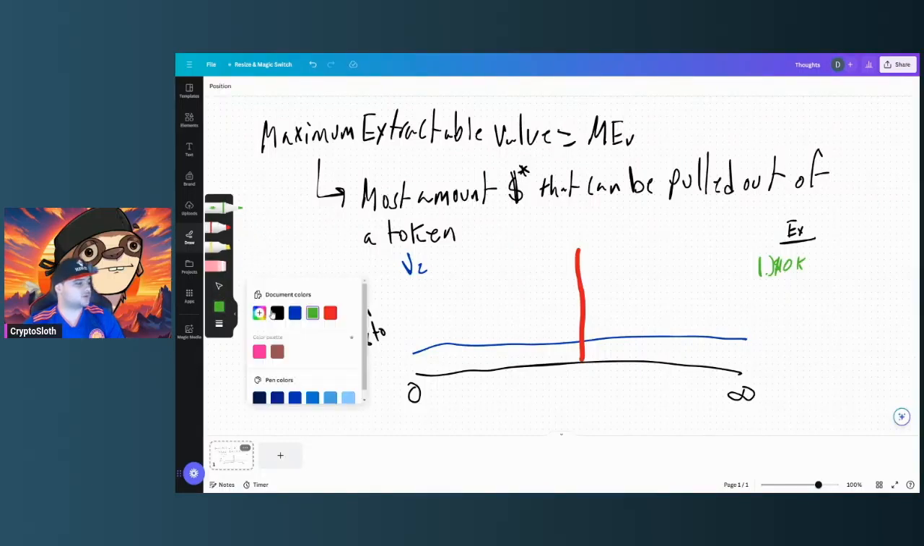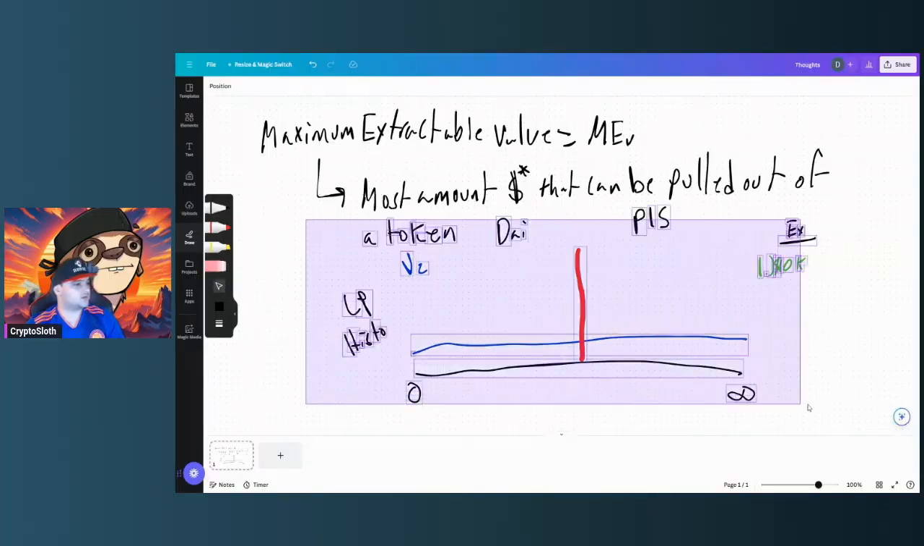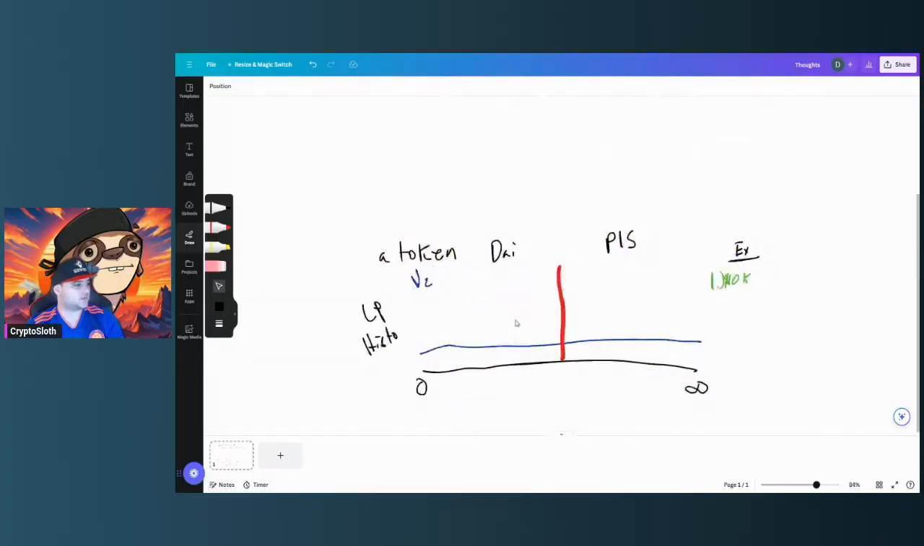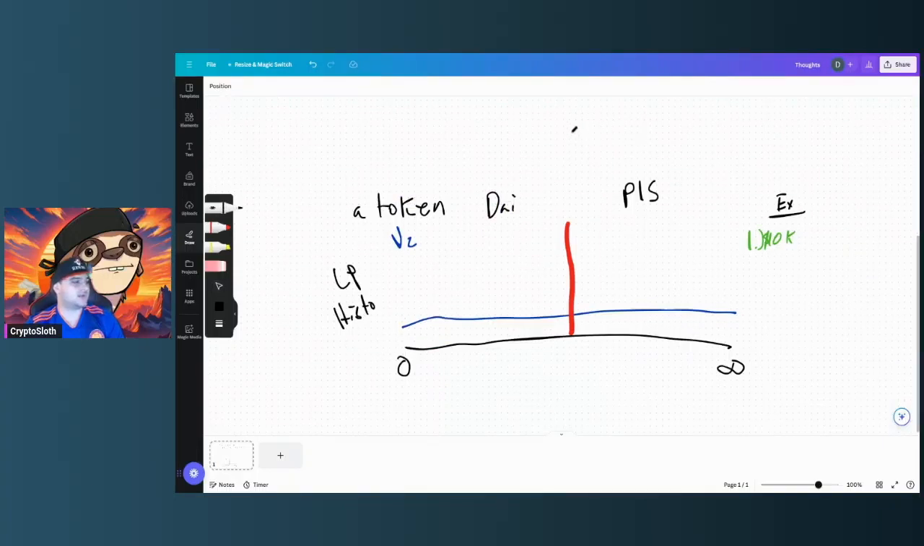Let's use real world examples. I think that would be best. So let's say the two tokens are, let's do Pulse, PLS, and DAI. And actually, I'm going to go ahead and move this all down a little bit so that we can see a little bit better. Okay. So on the left is DAI and on the right is Pulse. And what I mean by that is if this price goes this way, that's Pulse going up in price. And if the price goes this way, that's Pulse going down in price. Okay. So that's the setup of this first example of liquidity.